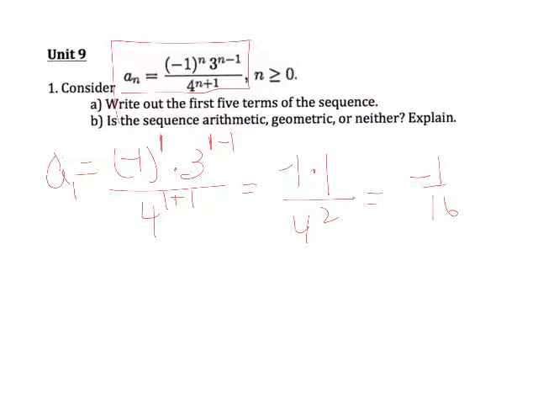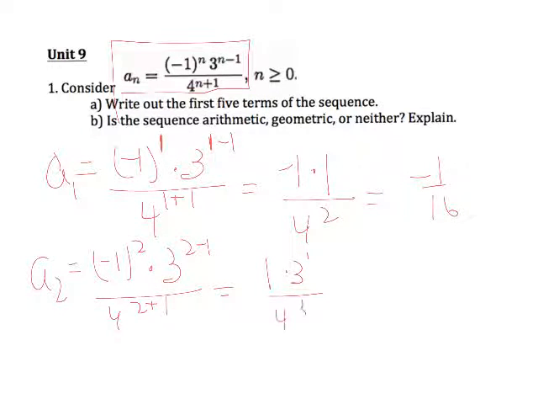And then if I do the second term, a sub 2 equals negative 1 to the second power times 3 to the 2 minus 1 all over 4 to the 2 plus 1. So negative 1 squared is actually a positive 1. Then I'm going to have 3 to the first power, and then I'll have 4 to the third power. So that is really just going to be 3 over 64.